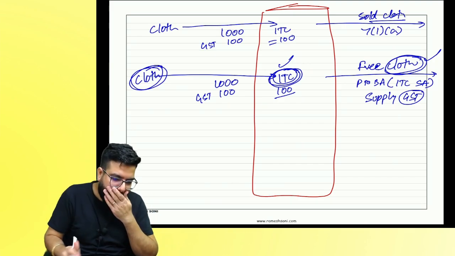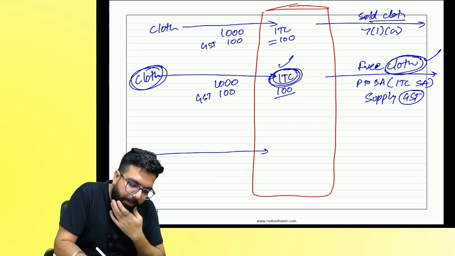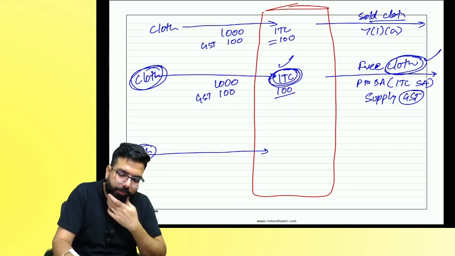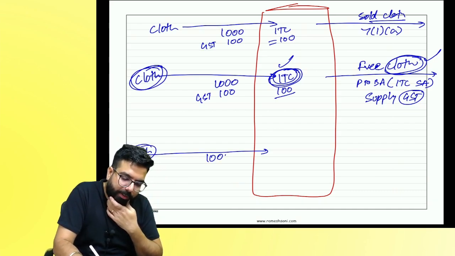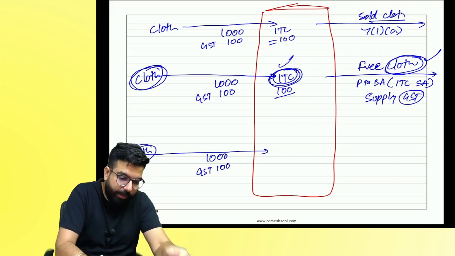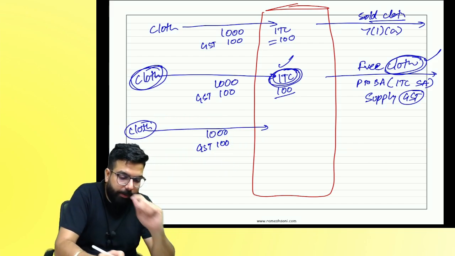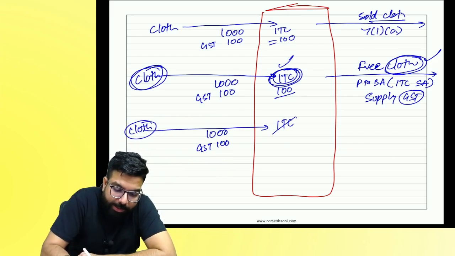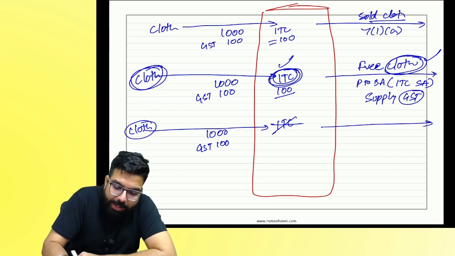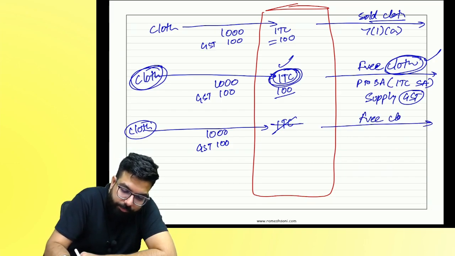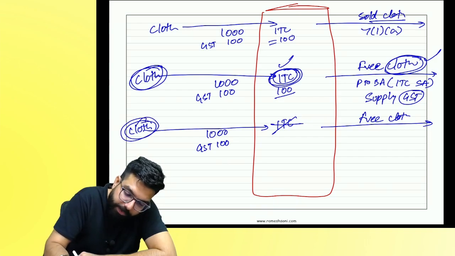Now I'll give you one example. I bought clothes, 1,000 rupees, GST paid 100. This example I'll keep simple. You tell me one thing. I did not take the ITC. I gave the cloth free. This cloth only I gave free.